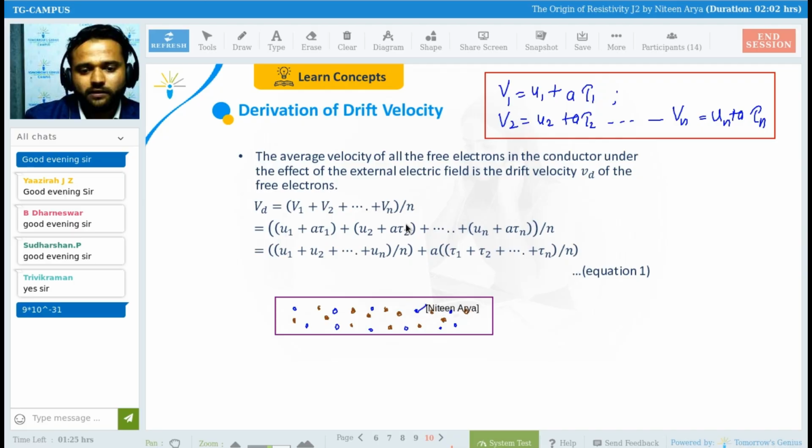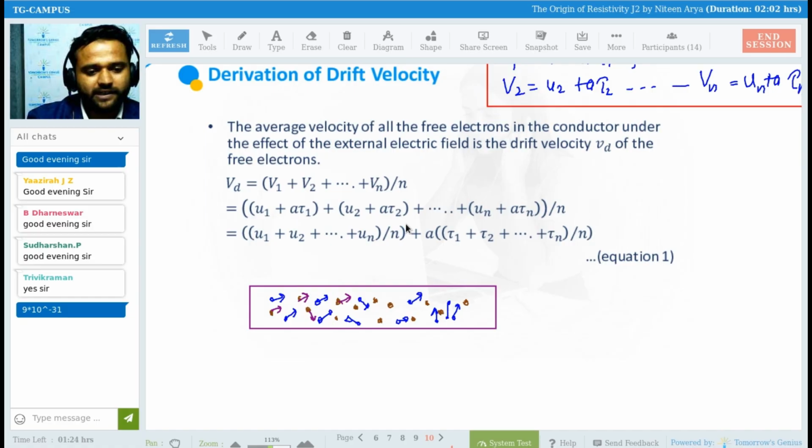So obviously they are randomly moving, and when they are randomly moving, they collide with each other. So this u1 is the velocity of the random moving electrons, first of all, and this tau is the relaxation time, the time between collisions. Basically we're going to explain that on the next page, but still tau is the relaxation time.